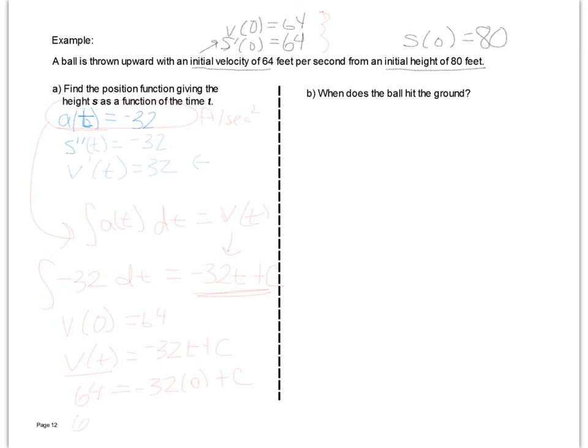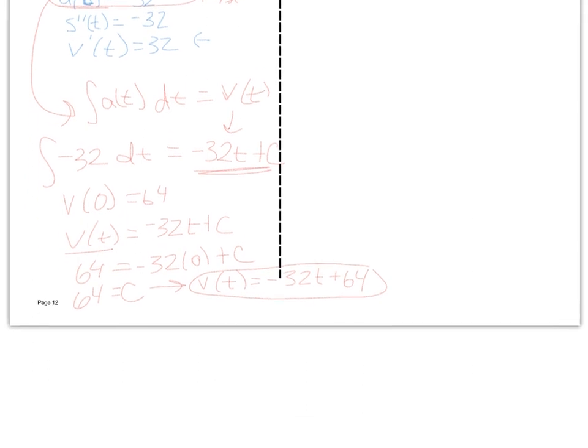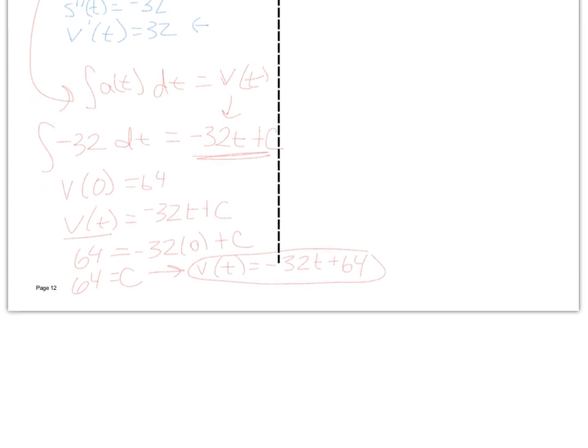C is 64. Okay, so now I know that velocity for this particular function, that's why it's called a particular solution, is that. That's our velocity function. And now that we have our velocity function, we can go backwards and do the exact same thing. We're going to take the antiderivative of velocity, and it's going to give me my position. That's a t. If it's hard to read, that's a t.